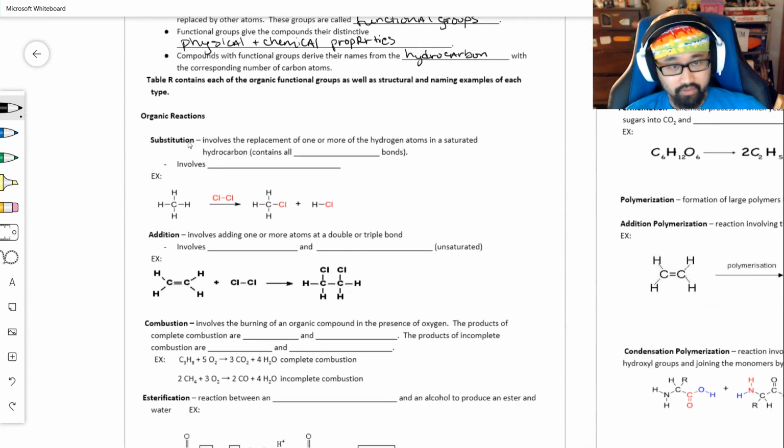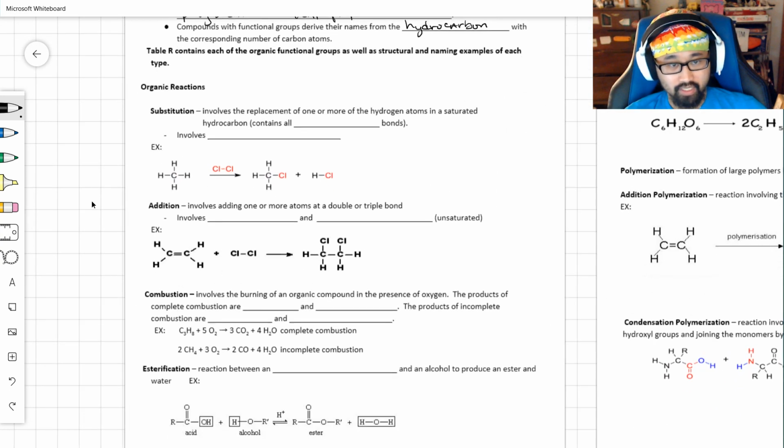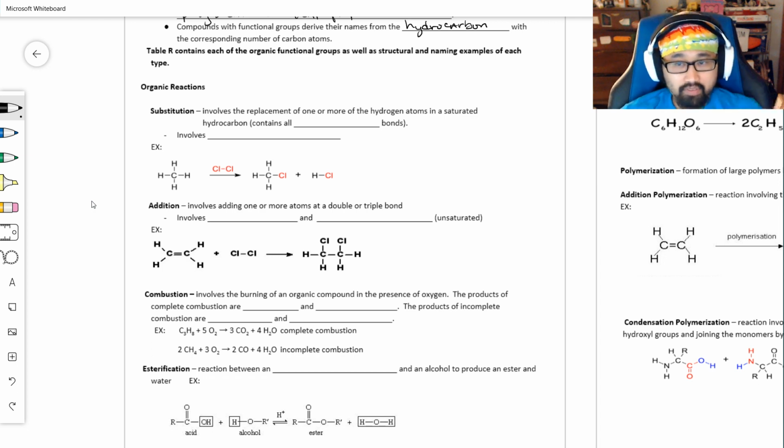The very last thing I'll talk about here are the types of organic reactions. They are specific to organic. They have to happen with compounds that have carbon in them.